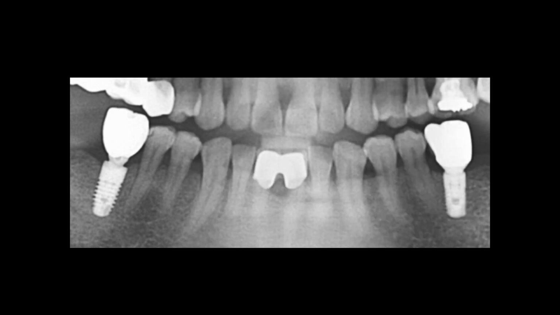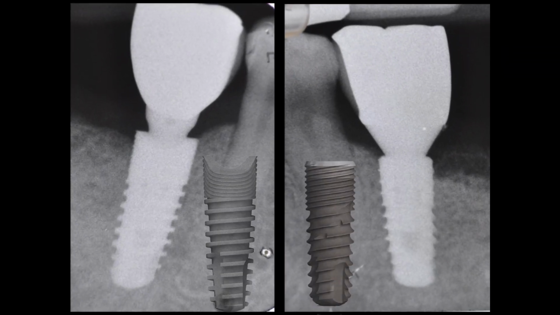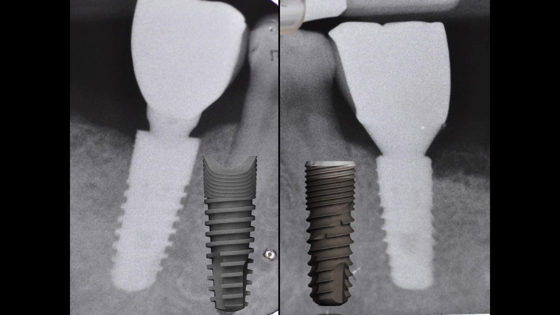In the same patient, scallop implant was used for right first mandibular molar replacement. Conventional implant with microthread and platform switching connection was used for left first mandibular molar replacement. These are the implants that were used and how the bone levels looked.